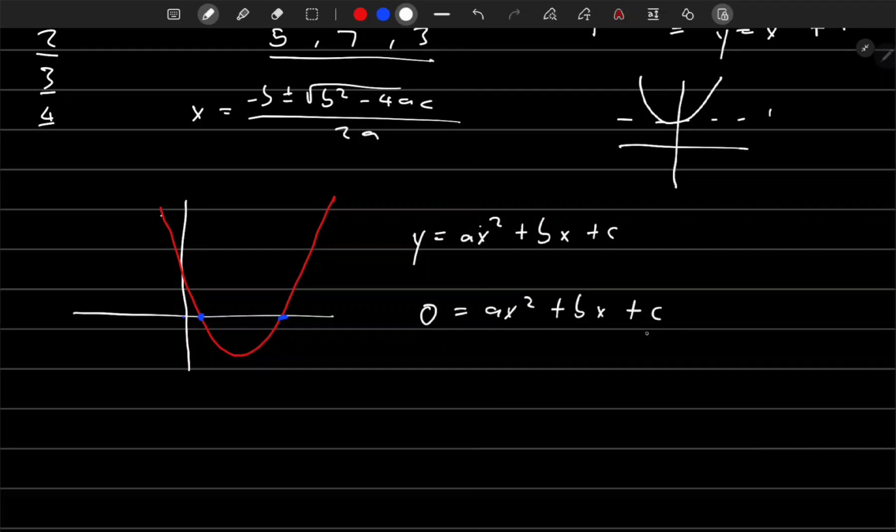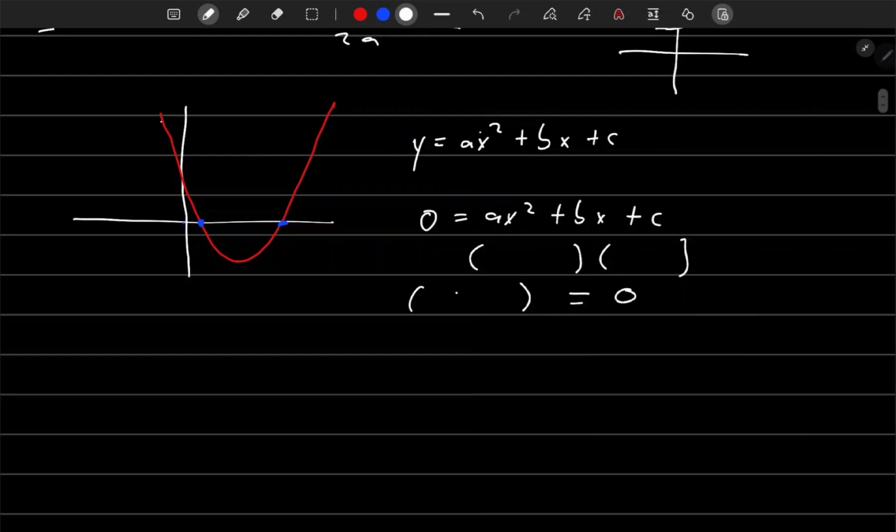Right, so 0 is equal to all of this. Then we need to put 2 brackets. This is factorizing, and then we set the first bracket equal to 0, and the second equal to 0. And then from this point onwards, we solve for x, right?